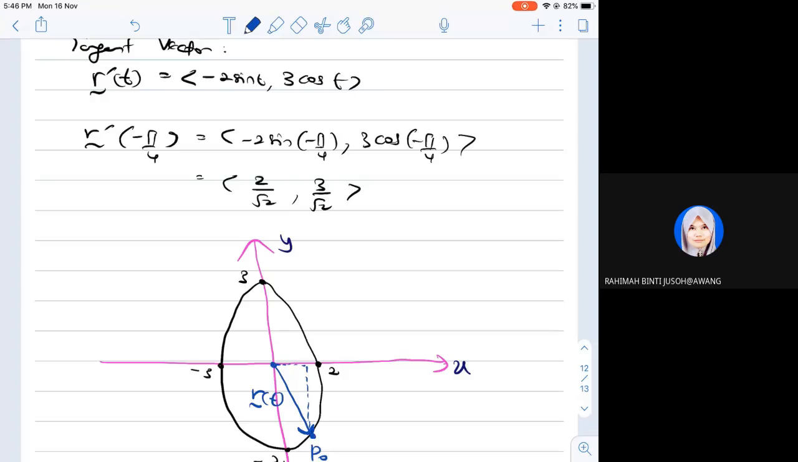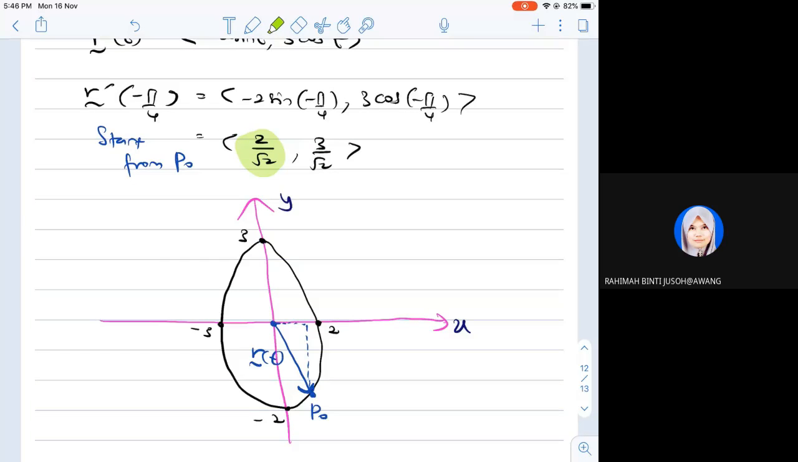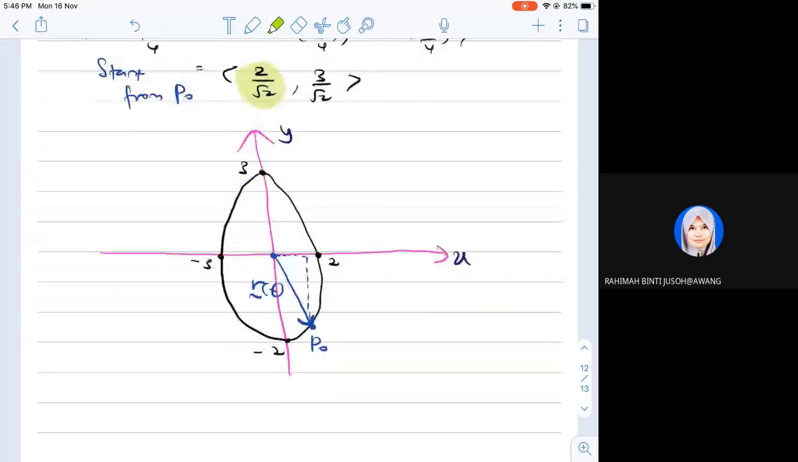Next, we want to plot this vector, tangent vector. So we should start from P naught. Okay. So we have this 2 over square root 2, right or left? Right. Positive, right. So we move to the right, and then we goes up. Positive juga kan? So we goes up here. So therefore, this is the vector, tangent vector. Okay, so this is your R prime t. Macam gitu. Understand guys? Understand.